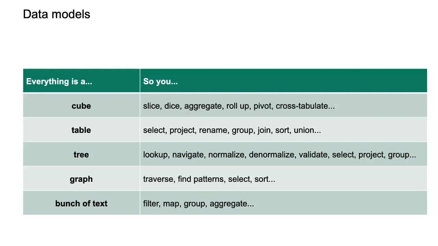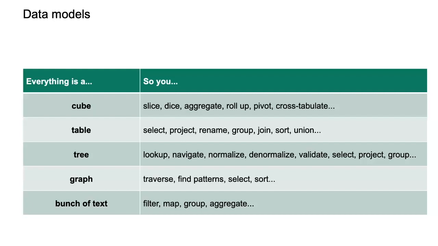You should also be familiar with trees, right? Tables and trees is what we covered. Graphs we didn't cover, but just so you know, we can traverse a graph, we can find patterns in a graph, we can also select nodes in a graph, we can sort nodes or values in a graph. When we have text, we can filter, map, group, aggregate. In fact, we can use MapReduce with text, right? You can also just input lines of text and process lines of text with MapReduce, right?